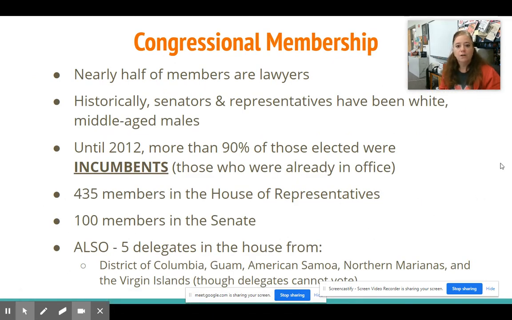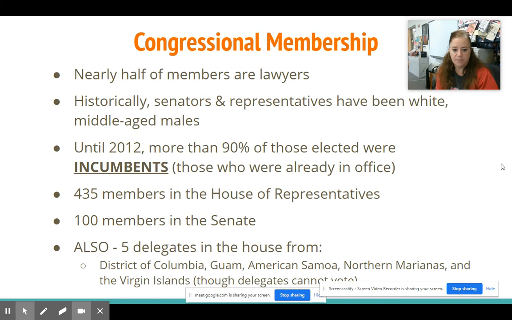Membership. So who's in Congress? Who runs Congress? Nearly half of everybody that is in Congress right now are lawyers, and that's generally been the case. Historically, senators and representatives have been white, middle-aged males, and that's changing a little bit, and I have some slides to show you about that. Until 2012, more than 90% of those elected were incumbents, meaning 90% of the people that were elected had been there the previous session.